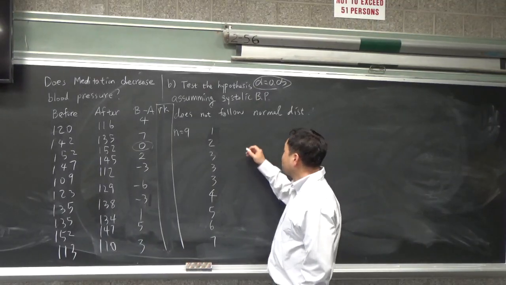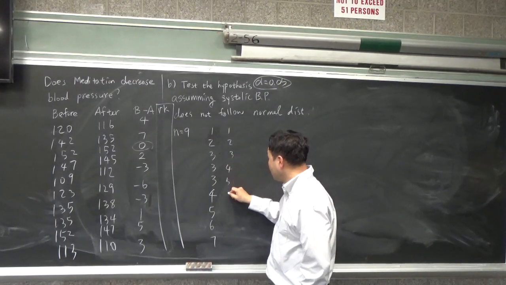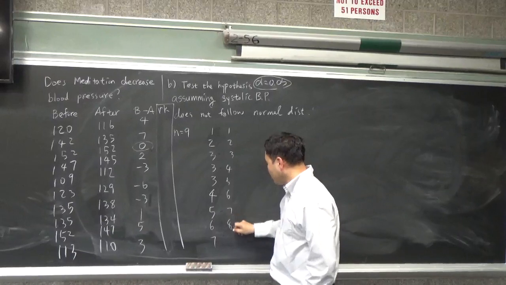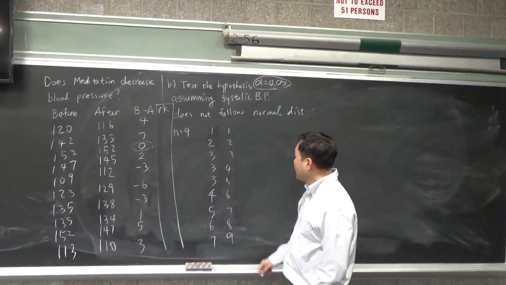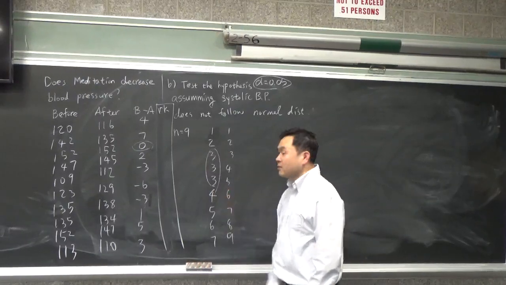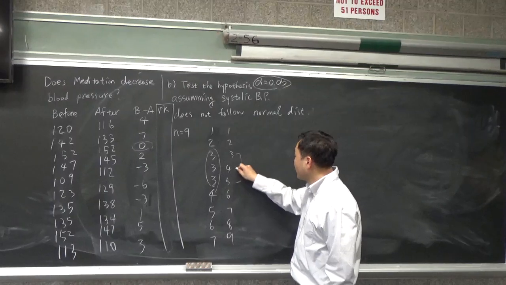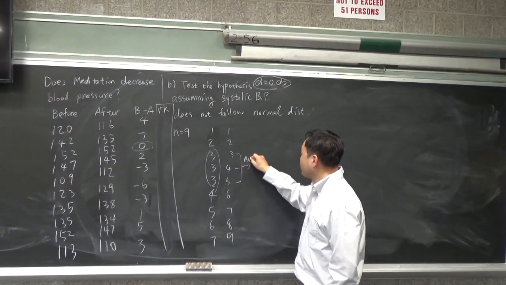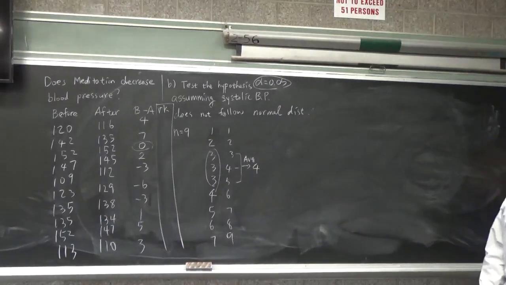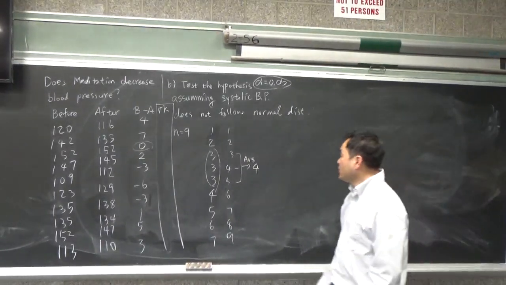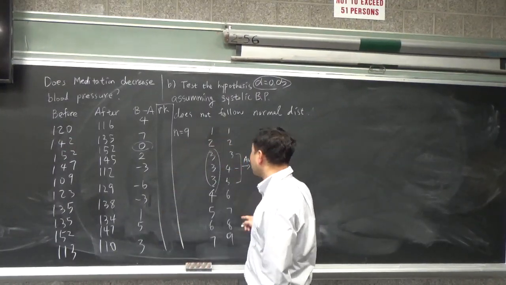And now we have to do the ranks. So 1, 2, 3, 4, 5, 6, 7, 8, 9. These are the rank values. But this is a tie. In that case, what do you do? You take the average of the rank. So if you take the average, you get the rank value of 4. So now you can convert these raw scores into ranks.